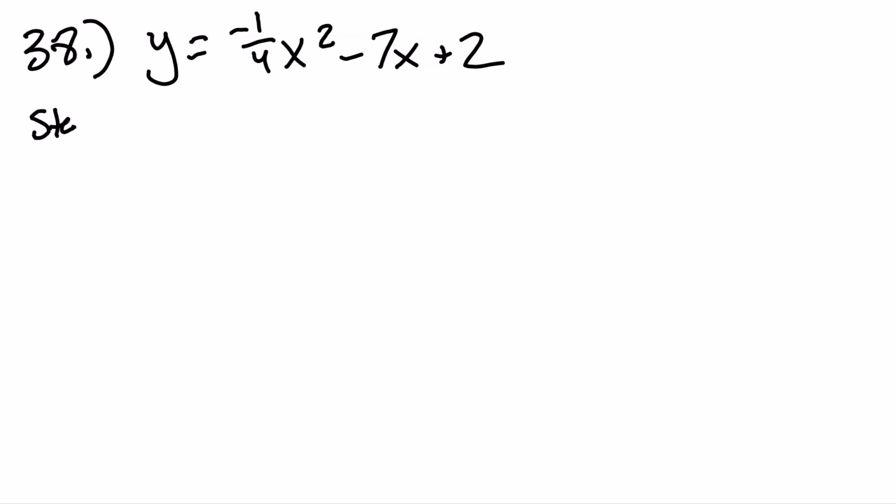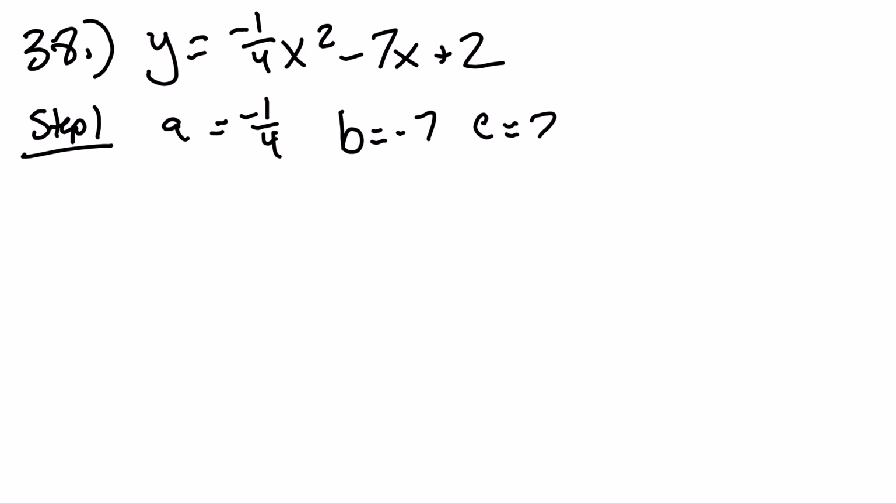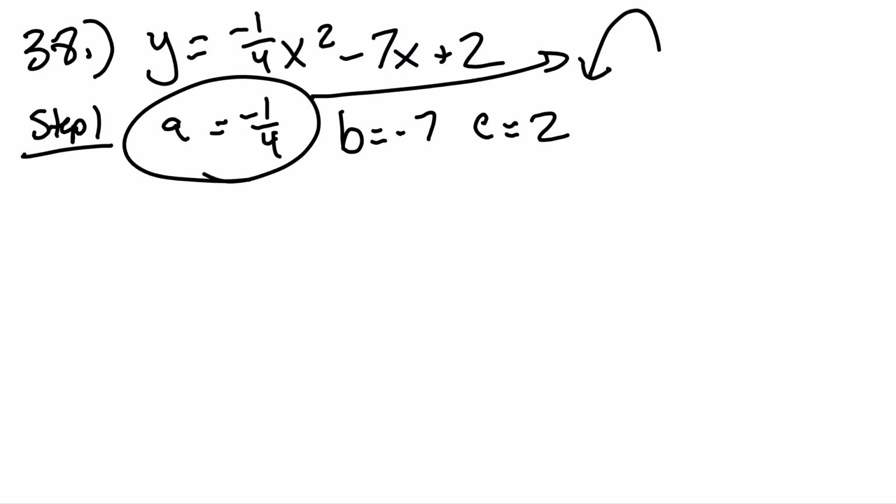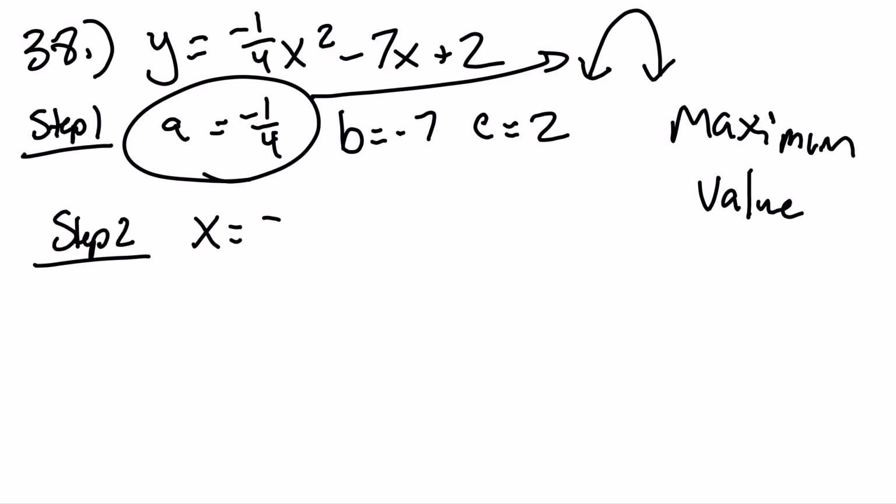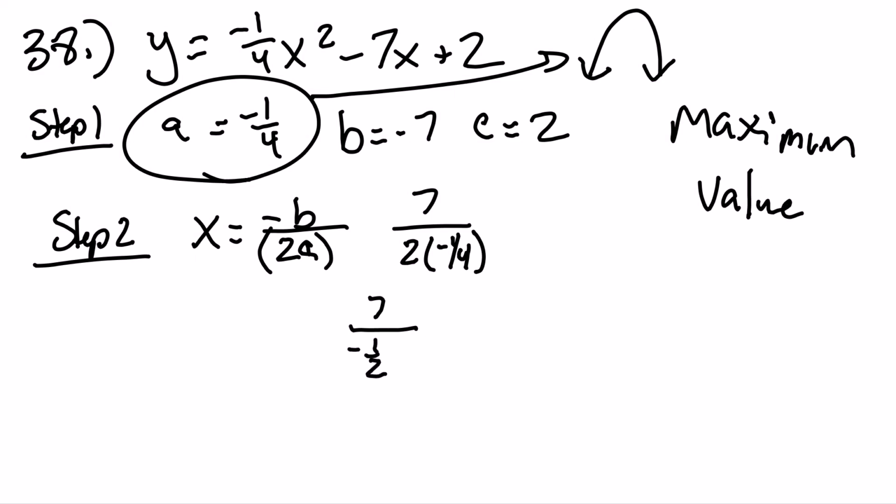Alright, 38. Step 1, I have to find A, which is negative 1/4, B, which is negative 7, C, which is 2. Since that's negative, remember, I'm going to have a frowny face. If you have a frowny face, you know you're going to have a maximum value. Step 2, x equals the opposite of b all over 2a. Remember, if you're going to use a calculator, put some parentheses there. So I have the opposite of negative 7, so I have positive 7 over 2 times negative 1/4. So I get 7 over negative 1/2. Dividing something by negative 1/2 is the same as multiplying it by negative 2, so I get negative 14. That's my x. I got to plug that in.